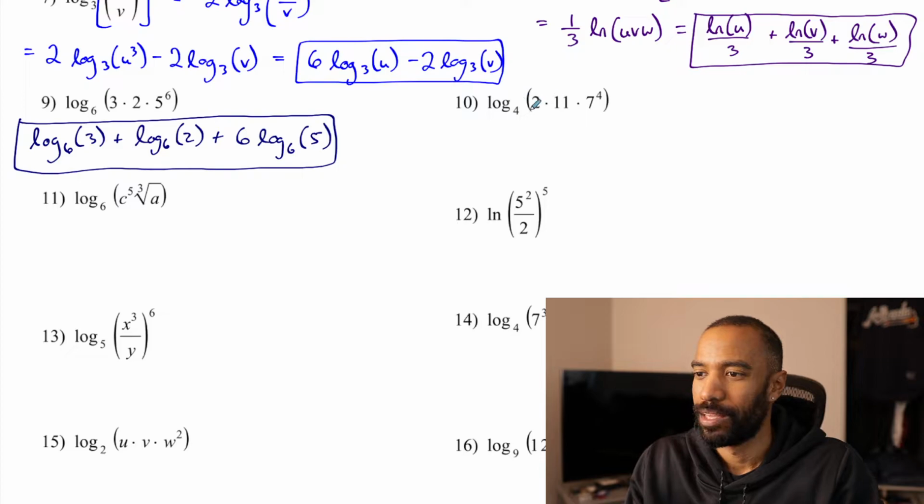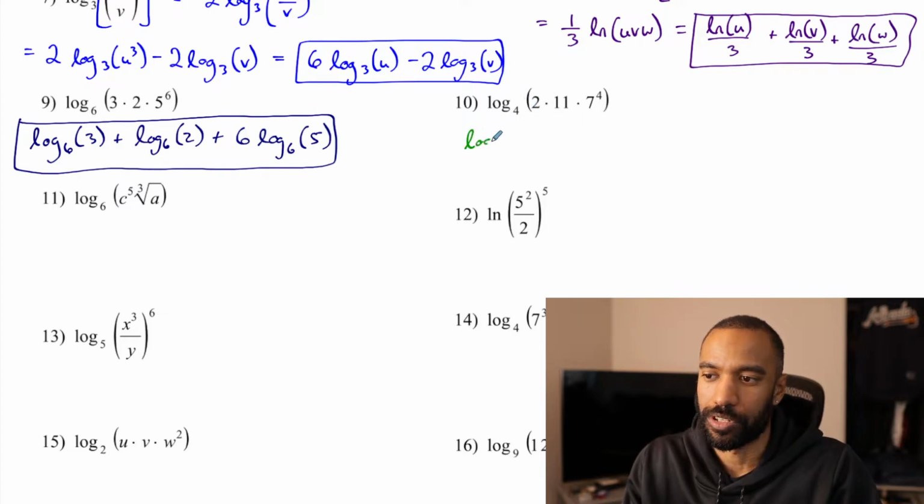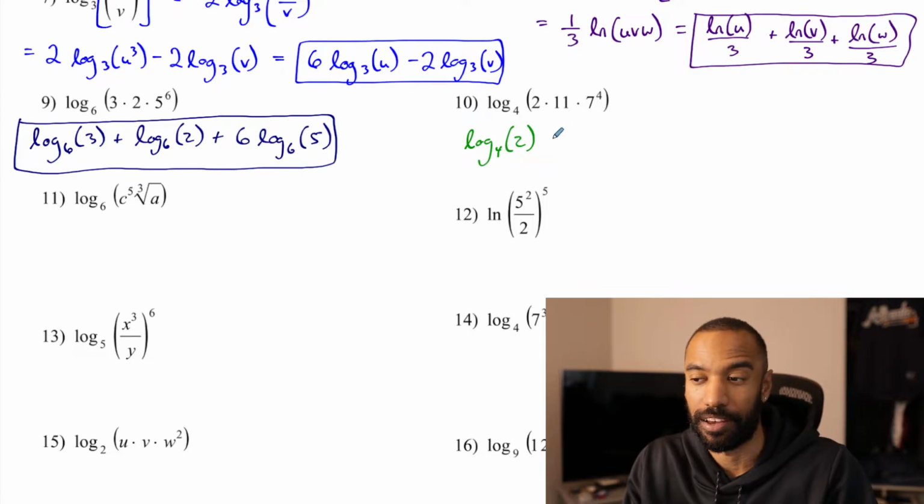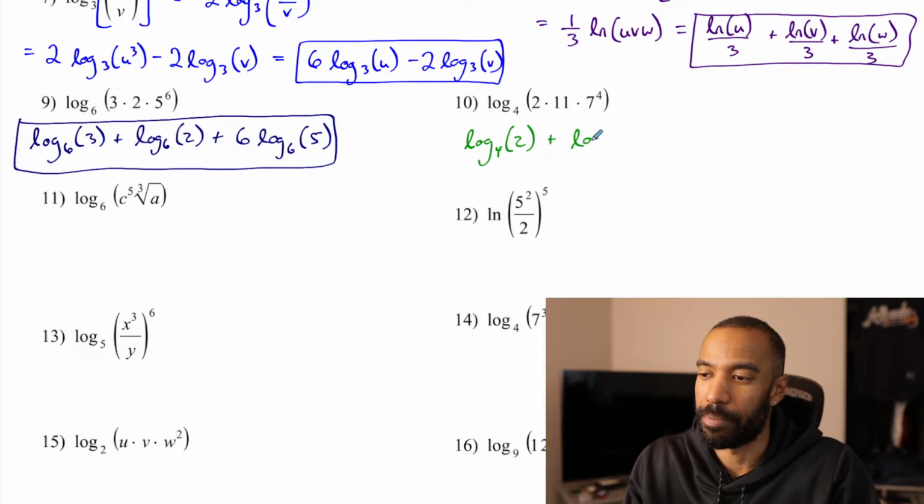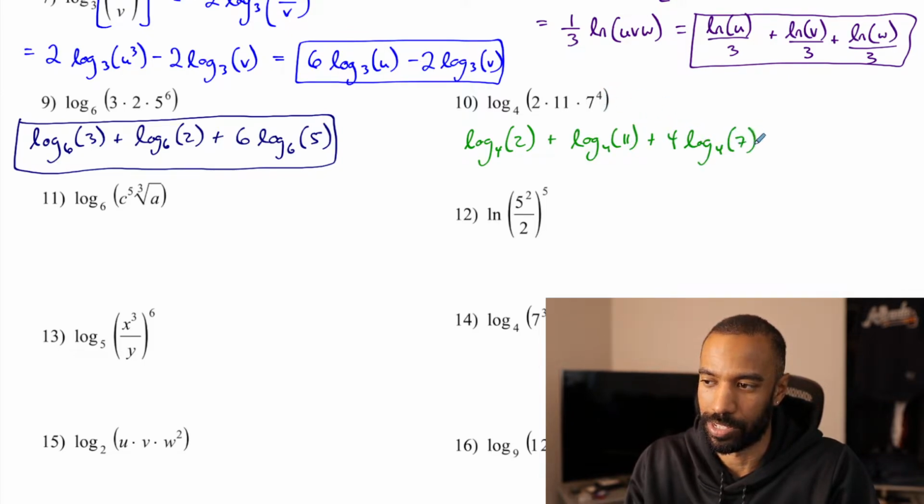Number 10. There's no difference. Log base 4 of 2. You can do log base 4 of 2, that's 1/2, plus log base 4 of 11, plus, pull the 4 out, 4 times log base 4 of 7.